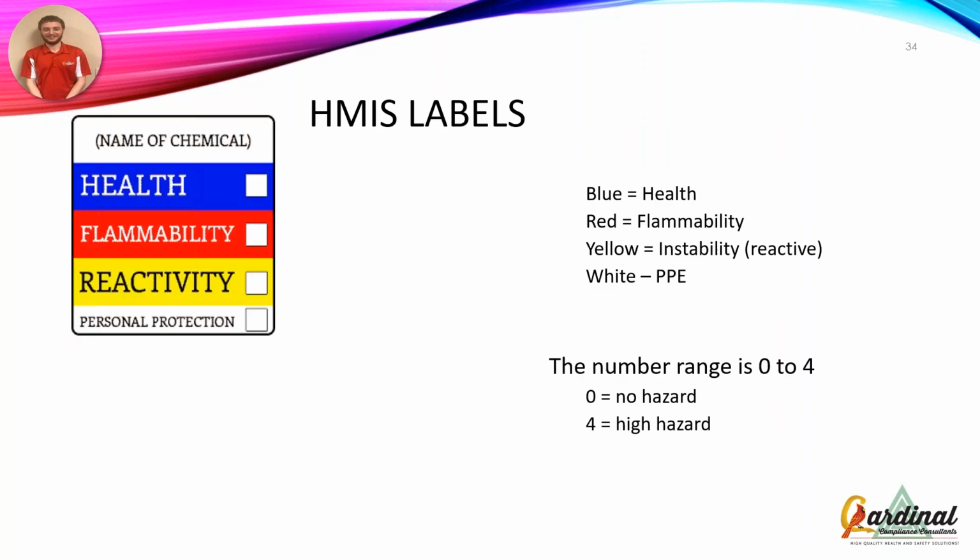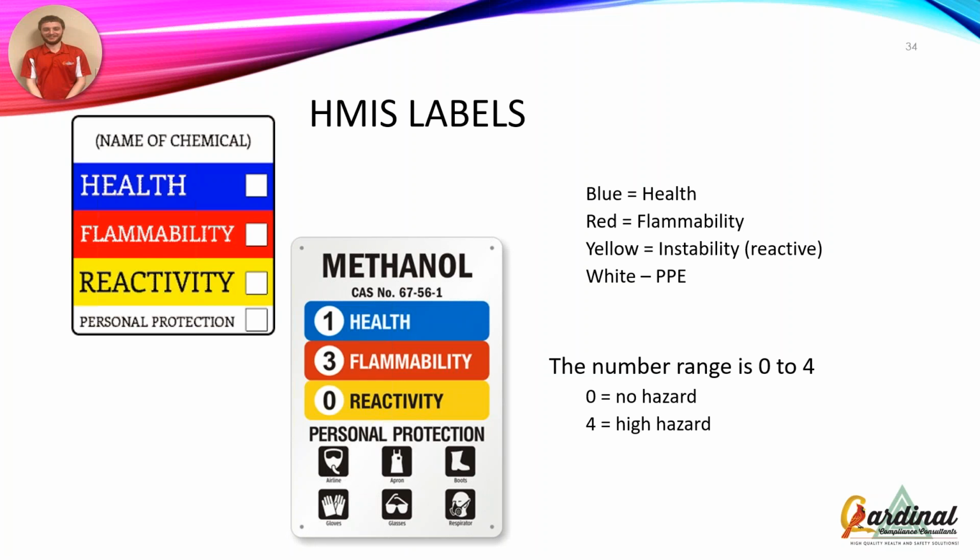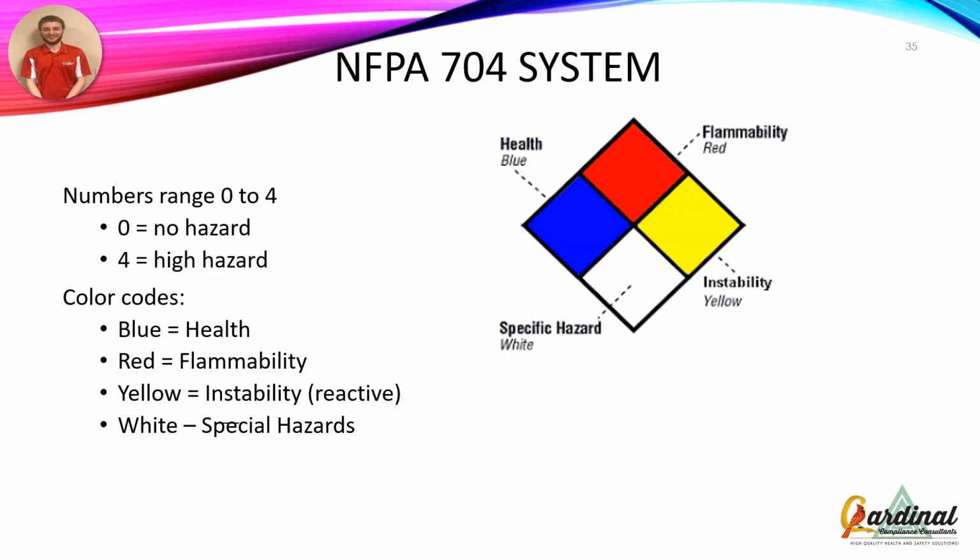Okay, so with that, we'll talk about the Hazardous Material Identification System. The HMIS labels are pretty self-explanatory. They're color-coded, and they tell you what each section means. We've got health, flammability, reactivity, and PPE, and at the top is the name of the chemical. They range from 0 to 4, 0 being no hazard and 4 being a high hazard. This is what one would look like for ethanol. As we can see, it's got all the proper elements to it.